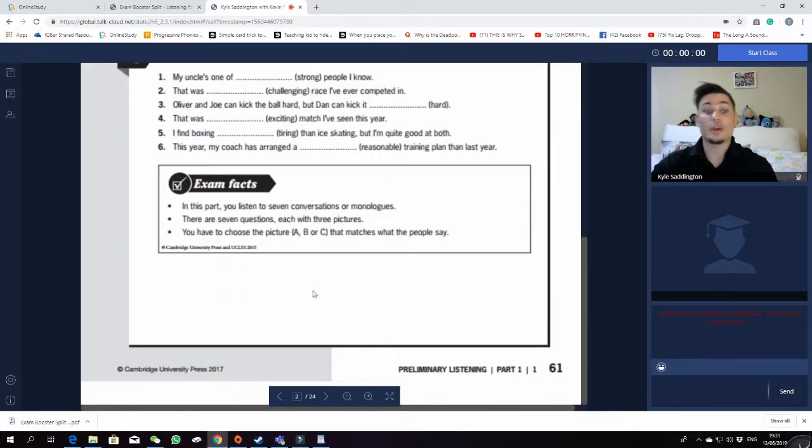And then, for example, this fact will be dedicated to this exam. In this part, you listen to 7 conversations or a monologue, which means a conversation between 1 or 2 people, or 1 person talking. There are 7 questions, each with 3 pictures. You have to choose the picture, A, B, or C, that matches what they are saying, okay? That's just a little fact file that you can explain to the Bready, so he knows exactly what's going on at that specific time, right?